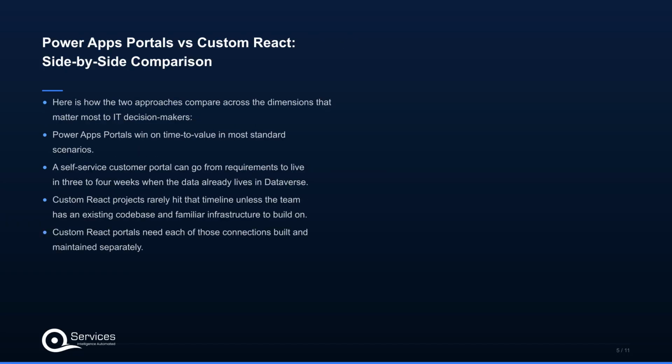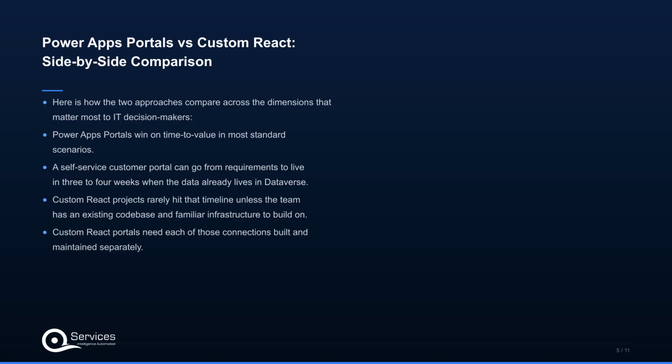Now, Power Apps Portals versus Custom React, side-by-side comparison. Here is how the two approaches compare across the dimensions that matter most to IT decision-makers. Power Apps Portals win on time to value in most standard scenarios. A self-service customer portal can go from requirements to live in 3 to 4 weeks when the data already lives in Dataverse. Custom React projects rarely hit the timeline unless the team has an existing codebase and familiar infrastructure to build on.